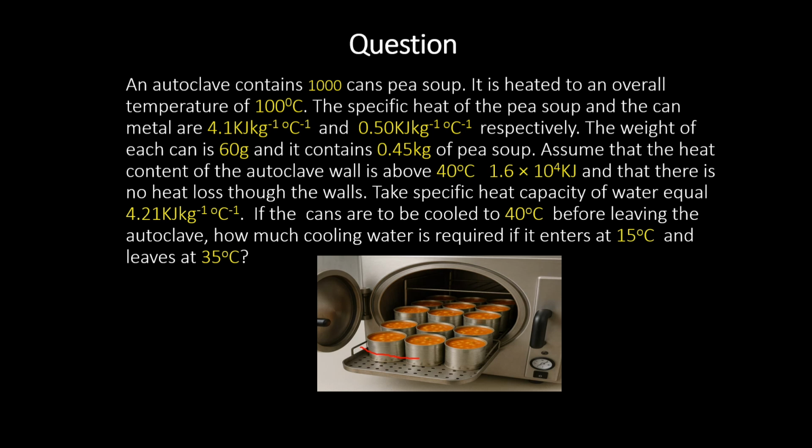So that is why we're asked to calculate how much water will enter at 15 degrees Celsius. That is, this water we are passing through will enter at 15 degrees Celsius and leave at 35 degrees Celsius. If the water enters at 15 degrees Celsius and begins to absorb heat from the can, from the pea soup, and from the autoclave wall, the temperature of the water will begin to increase. So we want to calculate the mass, that is the amount of water that will enter.